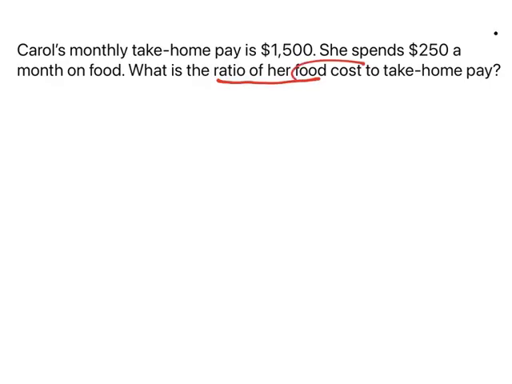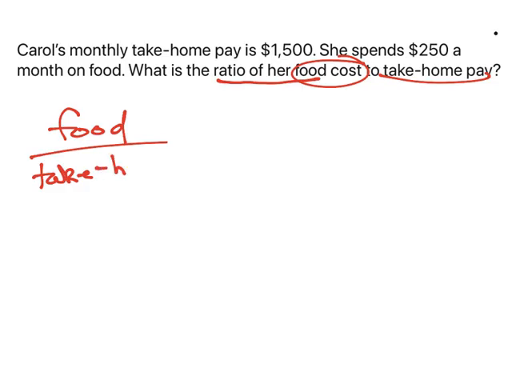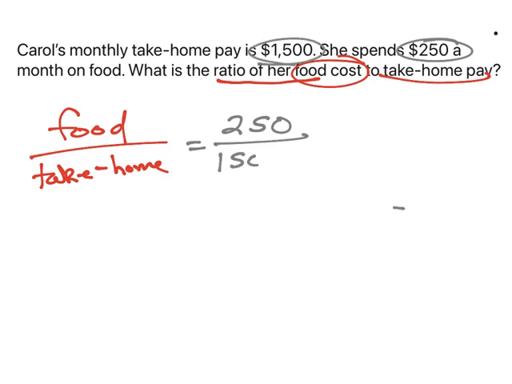Looking at the ratio of food cost to take-home pay. All right, so the order matters. We want food costs in the numerator, take-home pay in the denominator. Great. What are my food costs? $250 a month. What is my take-home pay? $1,500 a month. Okay. That is a basic fraction.